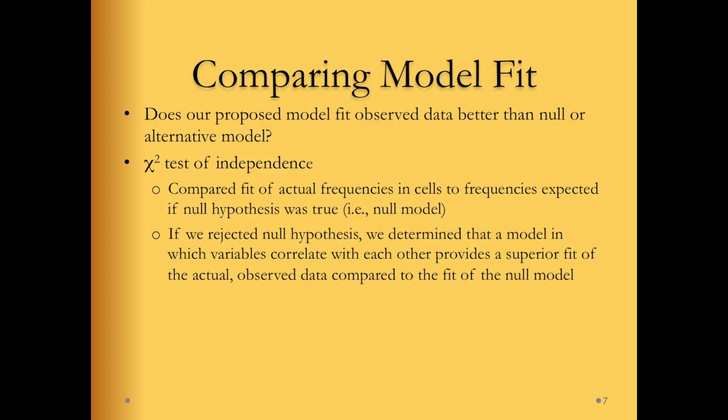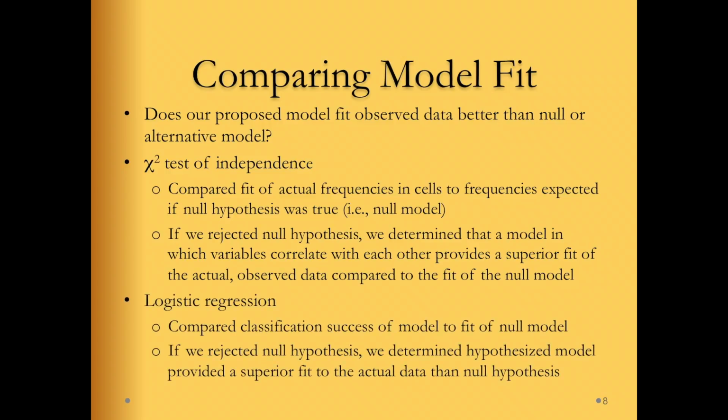In chi-square, we compared the fit of a model represented by the observed data to data representing the fit of the null model. We did this by comparing the observed frequencies to frequencies we would expect if the null model or the null hypothesis were true. One way to think of what happened when we rejected the null hypothesis in a chi-square test of independence is that we determined a model in which the variables are correlated fit the observed data better than the null model.